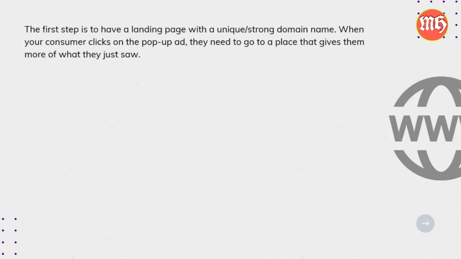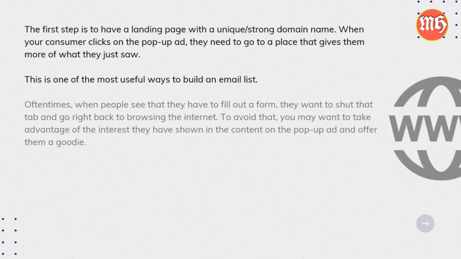The first step is to have a landing page with a unique or strong domain name. When your consumer clicks on the pop-out ad, they need to go to a place that gives them more of what they just saw. This is one of the most useful ways to build an email list. Oftentimes, when people see that they have to fill out a form, they want to shut that tab and go right back to browsing the internet.